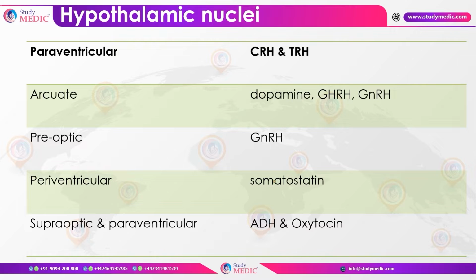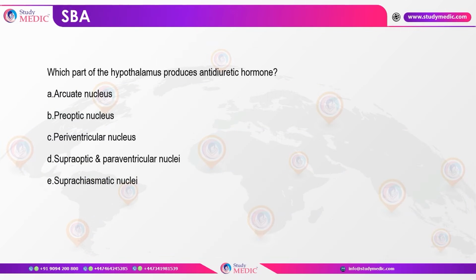This is an important slide. Please go through it again because you can expect at least one SBA from here. So a typical question that would be asked is, which part of the hypothalamus produces antidiuretic hormone? Or to confuse you, they might ask you that where is the antidiuretic hormone produced in the brain? They would be giving you an option of hypothalamus, anterior pituitary, posterior pituitary, or many more options.